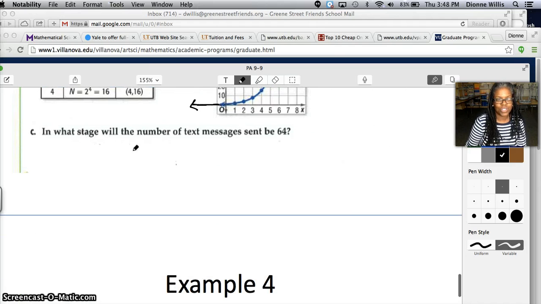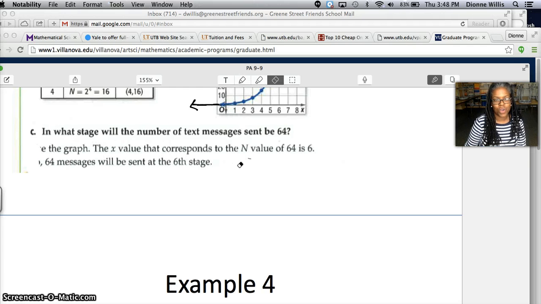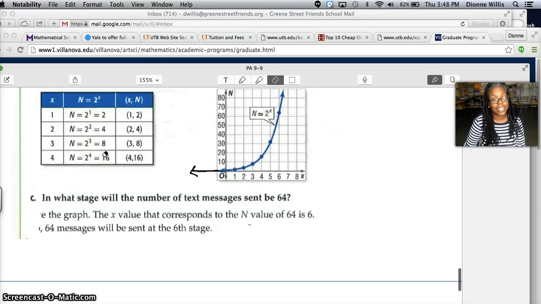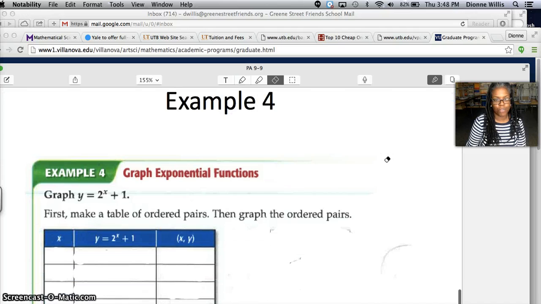Let's go ahead and answer this question. In what stage will there be 64 text messages sent? And that stage, if you haven't guessed it already, would be the 6th stage. All right, and you can think about that as 2 to the 6th power equals 64.